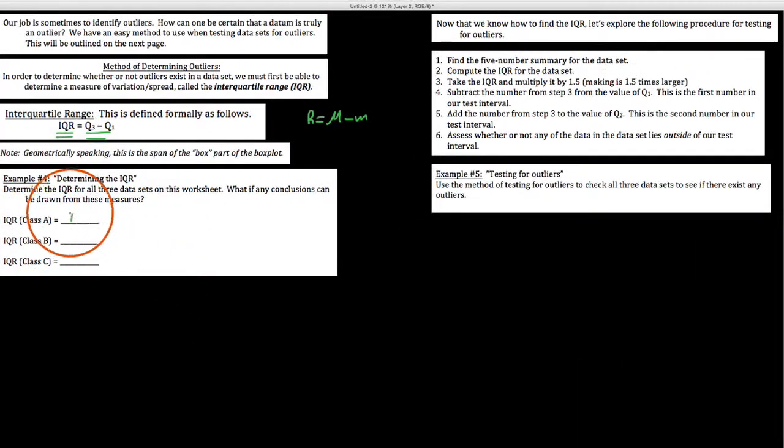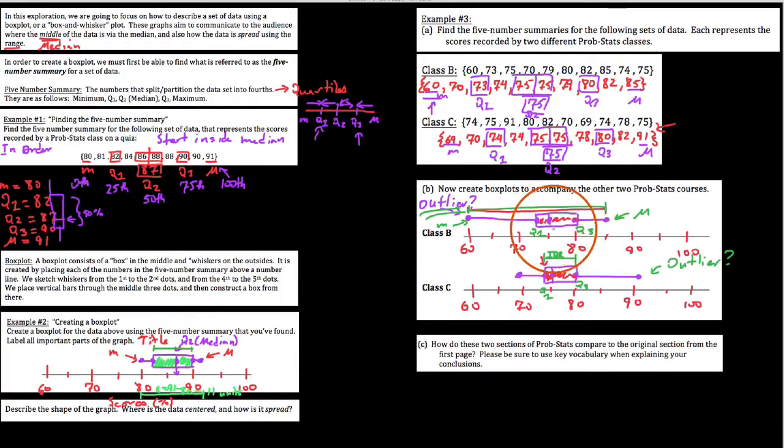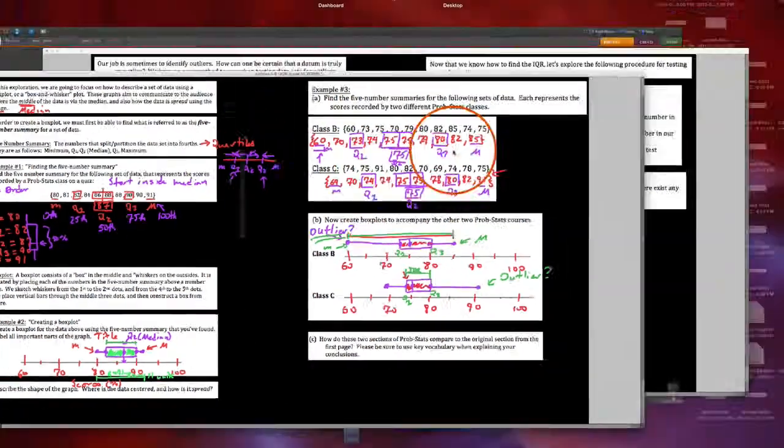So we would say 90, we're just going to write these out, 90 minus 82, the IQR is 8 percentage points. So I'm going to label this 8 points. We've got to label things. We say IQR of Class B. Well, how far did the data spread on Class B here? We say that Q3 is 80 and Q1 is 73.